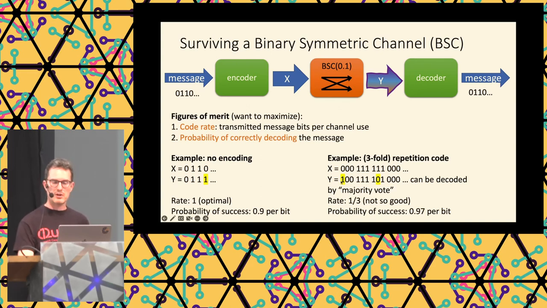In this box of 3, if there are 2 zeros, well, then probably the third one was also a 0. Yeah, that actually works quite well. The rate is not so great because it's only 1/3. We use the channel 3 times for every bit that we want to send. But we boost our success probability per bit quite a bit. So that's some easy examples of codes.